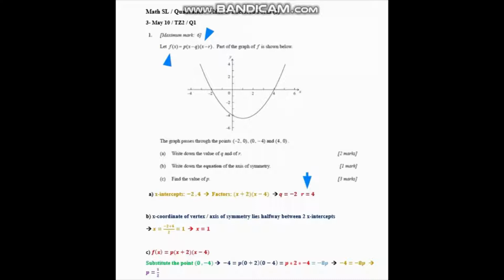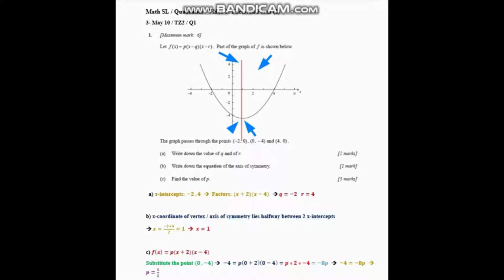Next, I'm required to write down the equation of the axis of symmetry. So the axis of symmetry is the line that splits the parabola into two identical halves, and it passes through the vertex of the parabola, which is either the minimum point or the maximum point, depending on the type of the parabola. So if I want to get the equation of this line, I need to get the x coordinate of the vertex, because this is a vertical line, and the vertical line has an equation of x equals something, x equals 5, x equals 1. This is what the equation of a vertical line shall look like.